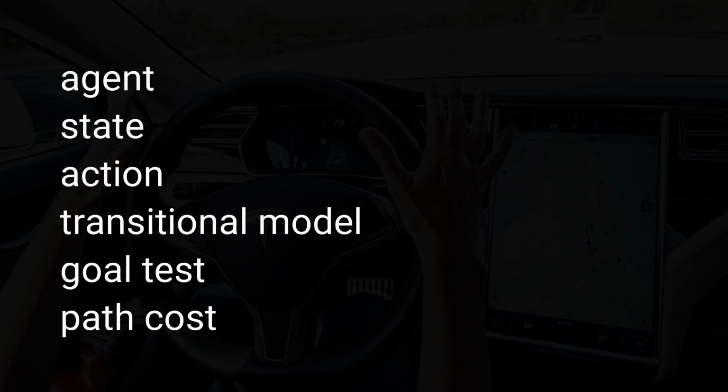So in this video, we've introduced the idea of agent, state, action, transition model, goal test, and path cost. In the next video, we'll look at the different types of search algorithms there are and possibly show how they can be implemented with data structures.